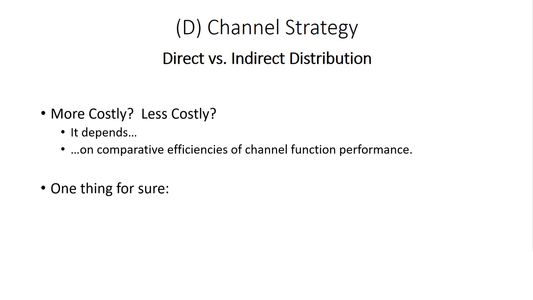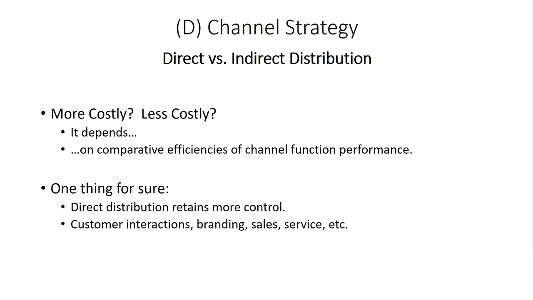But there is one certainty. So maybe I'm not certain about the cost, but the one certainty with respect to direct versus indirect is that with direct distribution, the parties have more control over that section of the channel. For a manufacturer, this could mean more control over customer interactions, branding, sales, and service, as well as more control over the feedback received from the customers.